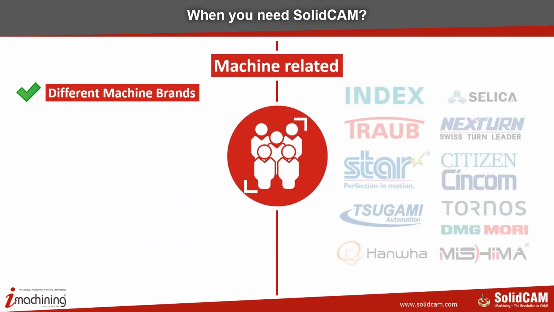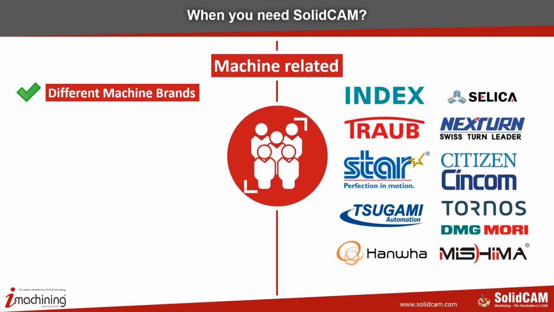And besides that, I also put something machine related. So if you have many different brands on your shop floor, most likely you have lots of different M codes and G codes that the operator needs to know. In this case, putting all the knowledge inside a CAM solution is the right direction to go.